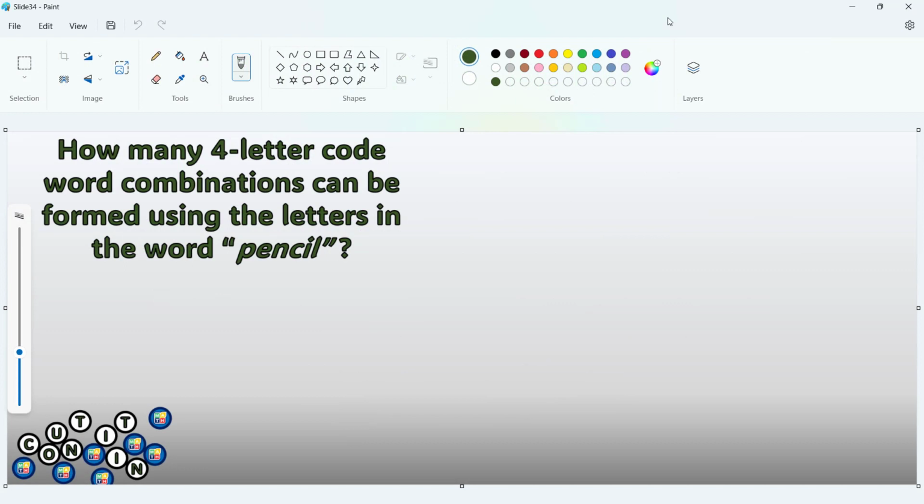How many four-letter code word combinations can be formed using the letters in the word pencil? Now, this item has been done a lot of times in our previous videos. We tried solving a similar problem using the fundamental counting principle and using a permutation. But that problem before did not use the term combination. It only talks about the number of ways or arrangements that we could come up with for four-lettered code words, depending on their arrangement. That's why we used permutation that time. Here, it's very obvious that the term combinations is being used.